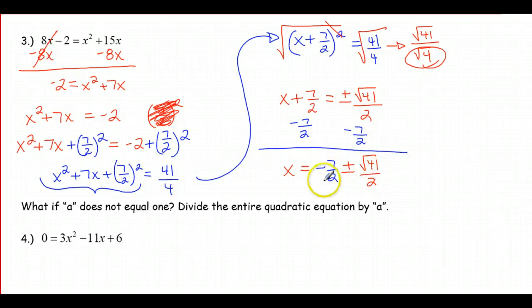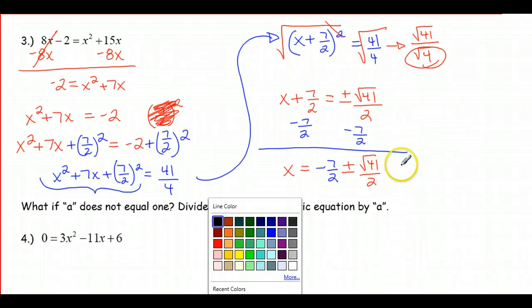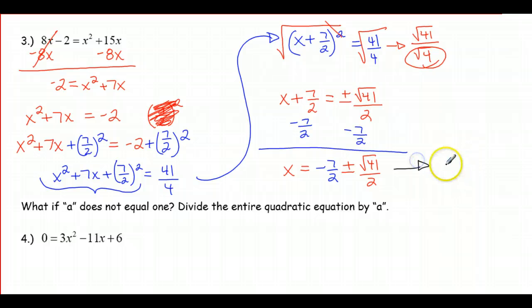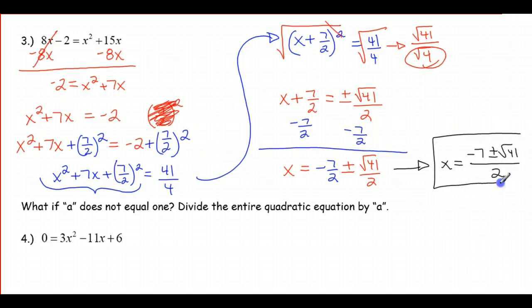Now, since both of these terms have the same denominator, it's actually best to write our answer as x equals -7 plus or minus the square root of 41 all over 2. So that would be the best way to write our answer, but both are correct.